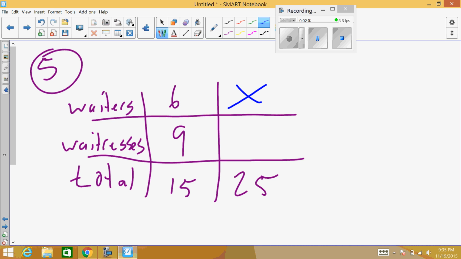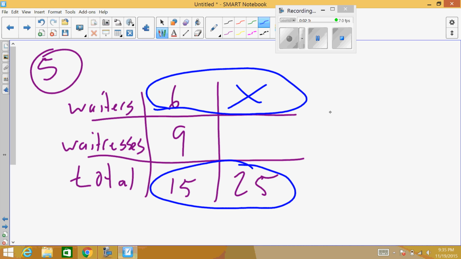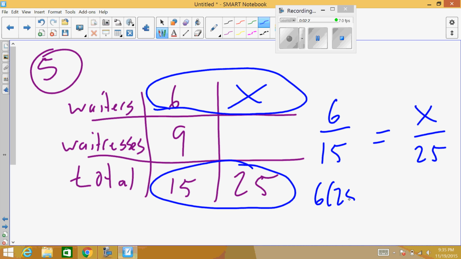Now I'm going to take my full rows. So here's my full row. Here's a full row. And I'm going to use those to set up my proportion. So my proportion is going to be 6 on top on the left side, X on top on the right side because they came from my first row. Bottom of each side, 15, 25, right out of my tic-tac-toe table. Now I can go ahead and cross multiply. 6 times 25 equals 15x. Divide by 15.